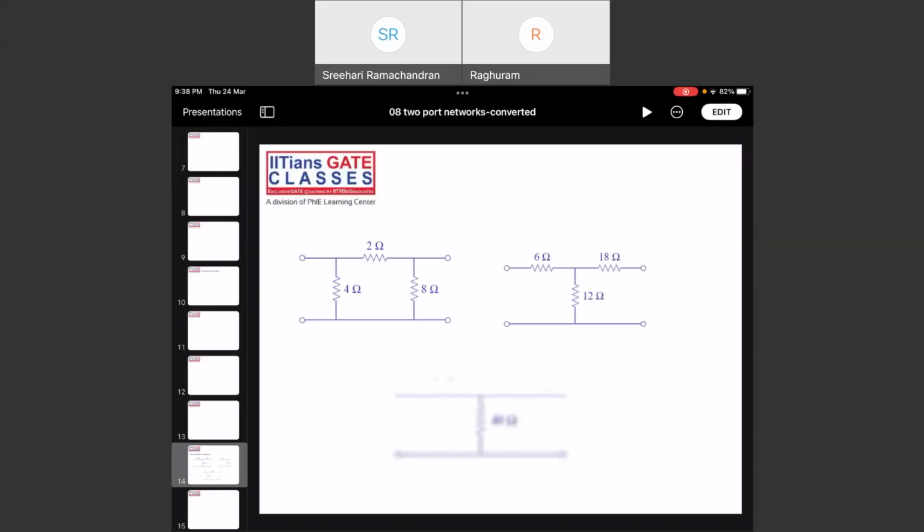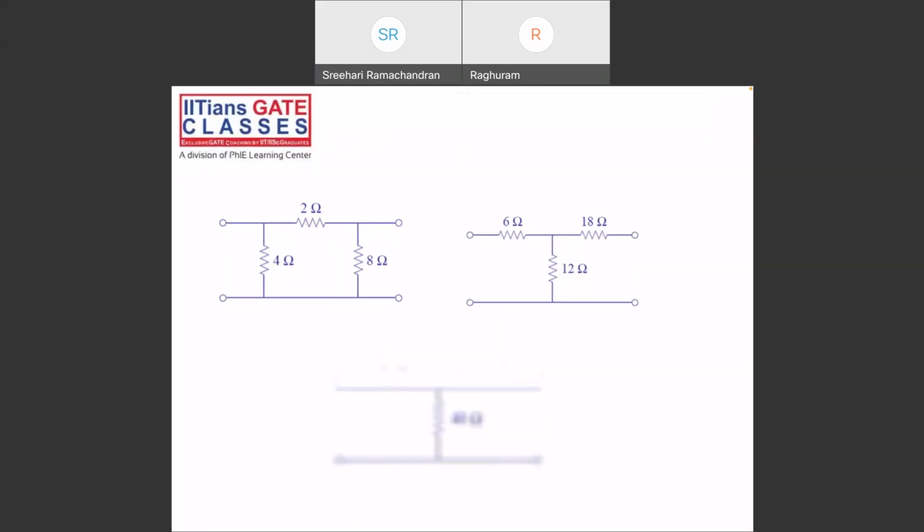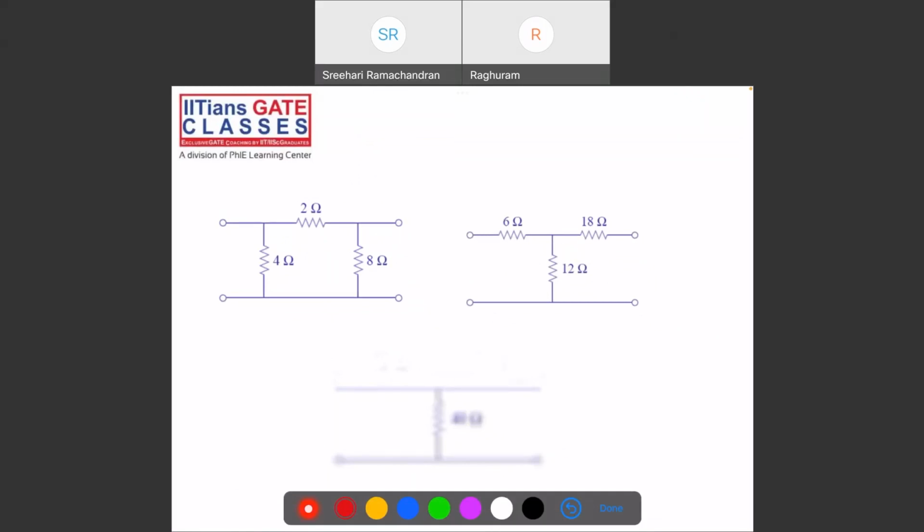You have to remember the formula I told you. This is minus Y12. This is Y11 plus Y12. Y22 plus Y12. As simple as that.